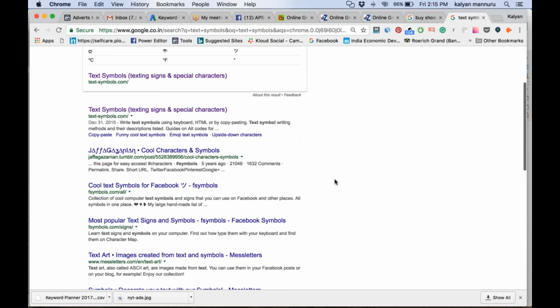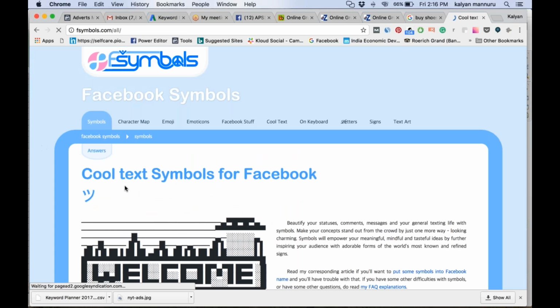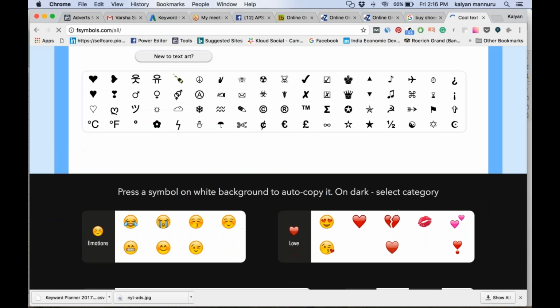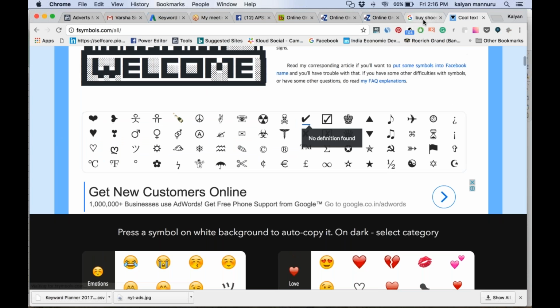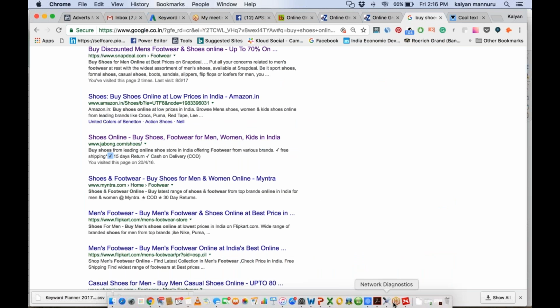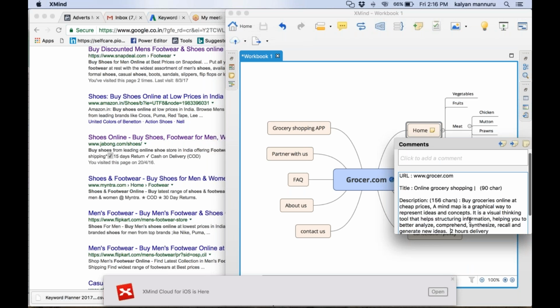One of the sites that I use, what we use here at our office, is fsymbols.com. In this you have text symbols which can be copied and pasted. I'm sure you all know these text symbols. You can use them as text highlighters when you write your meta description. So I'm writing my meta description right here. I'm adding my text symbols. I said 2 hours.